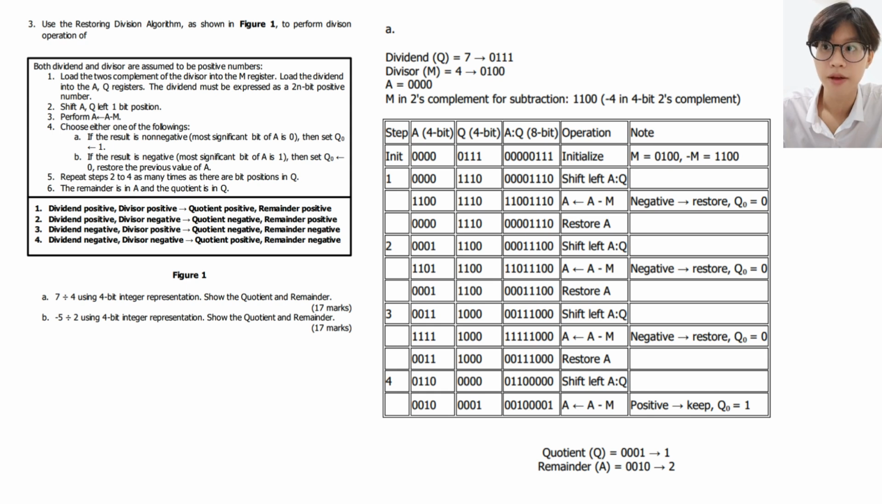For the first step, we first perform a left shift on the combined AQ register. The result is 0, 0, 0, 0, 1, 1, 1, 0.